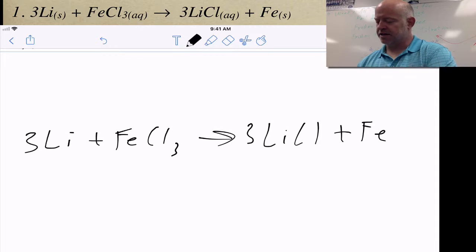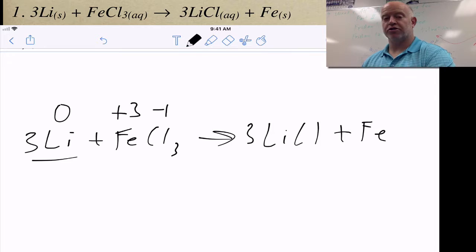So lithium by itself, as a single element, has an oxidation state of 0. Going over to our iron and our chlorine, we have iron and chlorine in an ionic compound, which means that their charges will match their oxidation state. So in this case, chlorine is going to be a -1, and iron is going to be a +3 to balance out our charges. On this side, our lithium chloride, again, is an ionic compound, so chlorine is going to be a -1, lithium is going to be a +1, and our iron is going to become a 0.